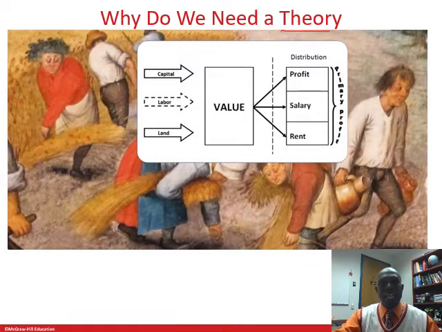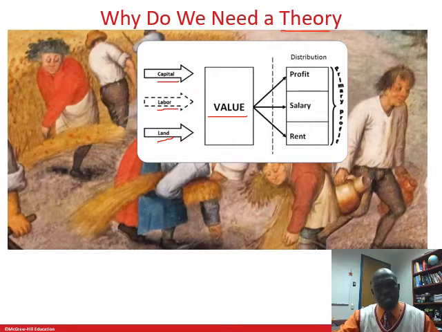The theory explains how value in the economy can be created from three types of resources: capital, for example machinery and equipment; labor, for example workers; and land, which is the physical space where you can do farming, as well as the natural resources that can be produced from the land.